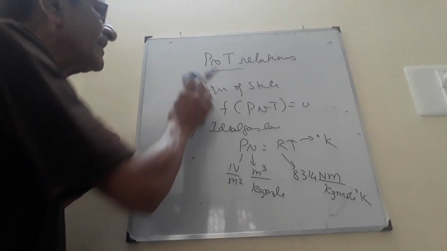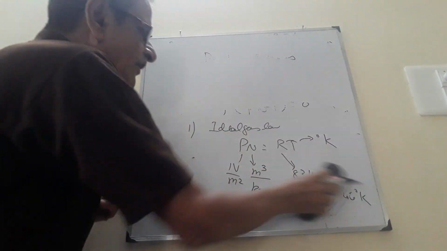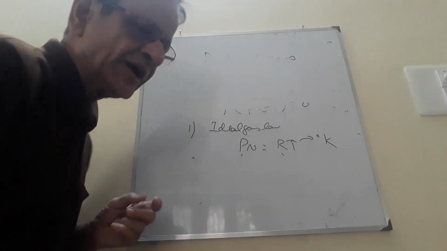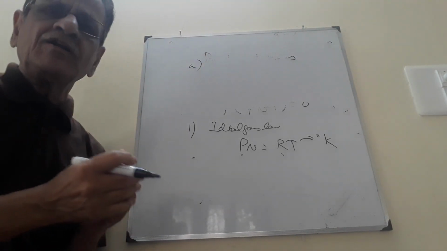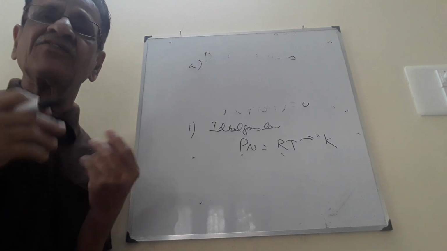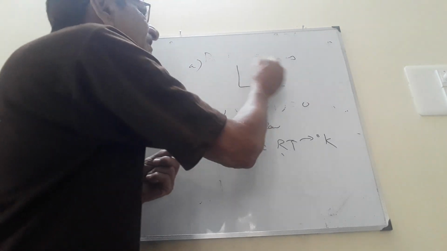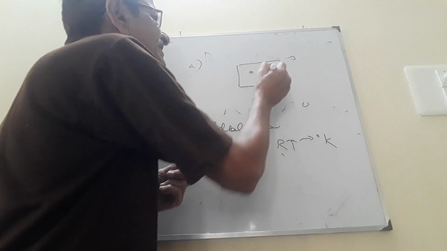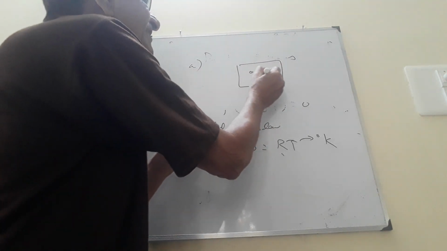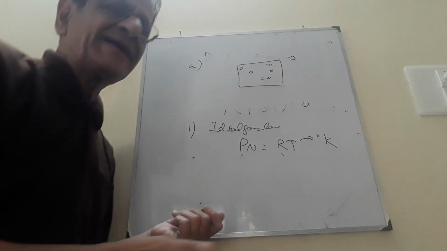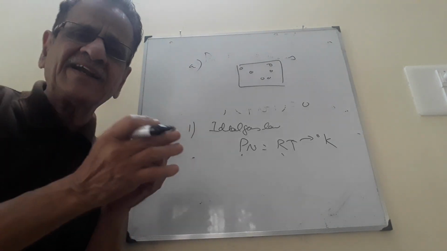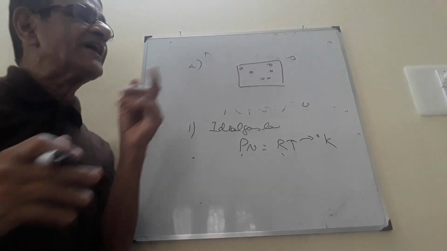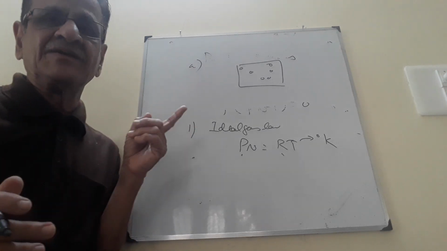Now, what does the ideal gas law say? According to ideal gas law, there are two assumptions. One is that intermolecular force of attraction or repulsion is 0. That means you have got a container, you got two molecules like this. When they are close to each other like this or far away, it doesn't matter because there is no intermolecular force of attraction or repulsion. They neither attract each other nor repel each other.